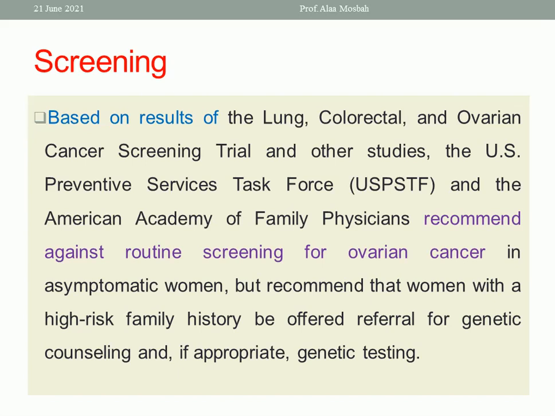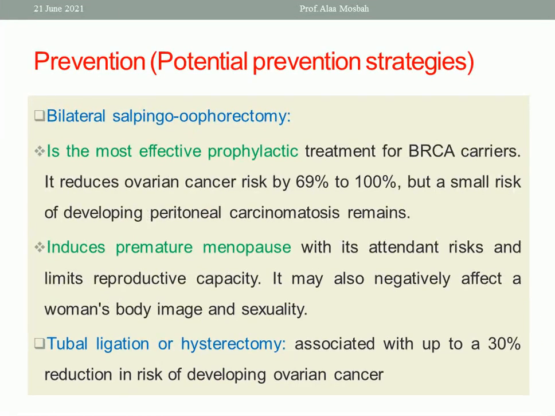Okay, based on the results of the Prostate, Lung, Colorectal and Ovarian cancer screening trial and other studies in the United States, the Preventive Services Task Force and the American Academy of Family Physicians recommend against routine screening for ovarian cancer in asymptomatic women, but recommend that women with a high risk family history be offered referral for genetic counseling and, if appropriate, genetic testing. So they encourage genetic testing as we mentioned before.